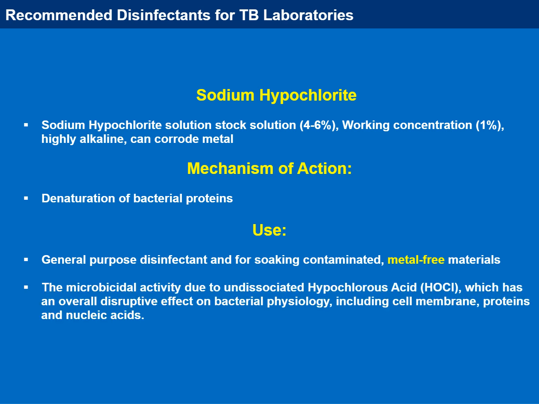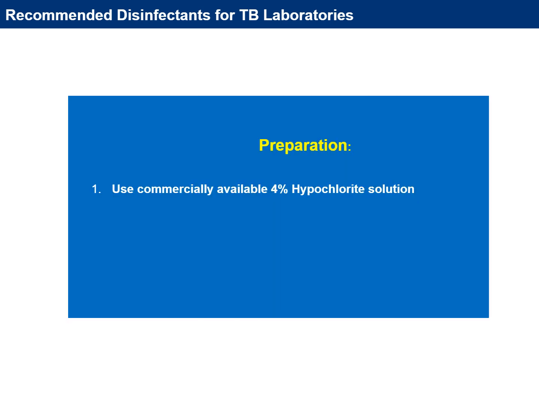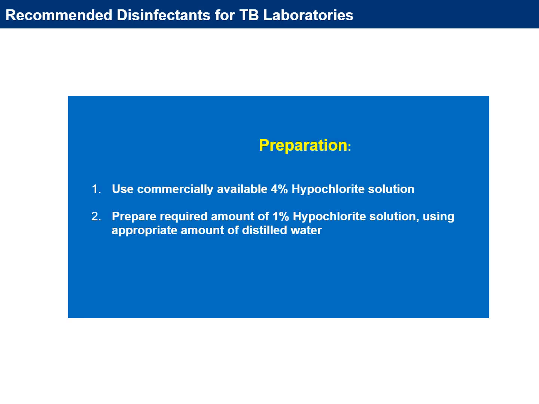The bactericidal activity is due to undissociated hypochlorous acid, which has an overall disruptive effect on bacterial physiology, including cell membrane, proteins, and nucleic acid. Use commercially available 4% hypochlorite solution. Prepare the required amount of 1% hypochlorite solution using the appropriate amount of distilled water. Hypochlorite solution should be prepared fresh.